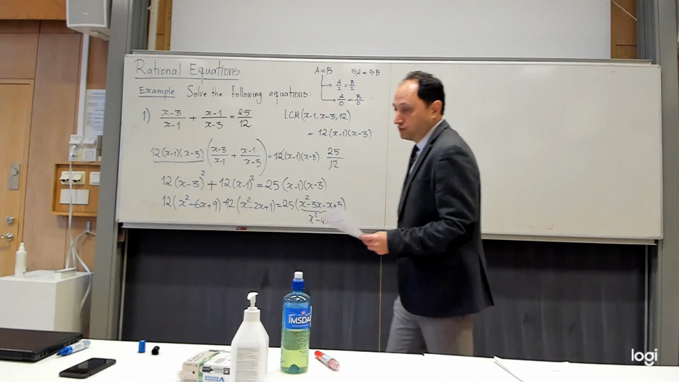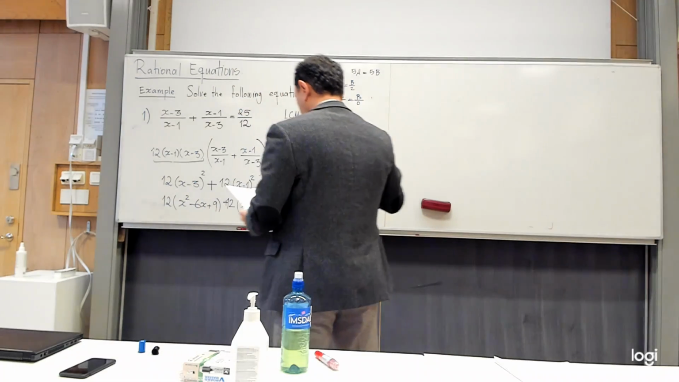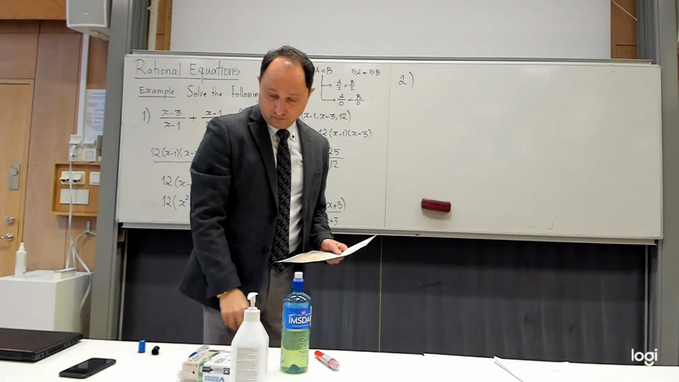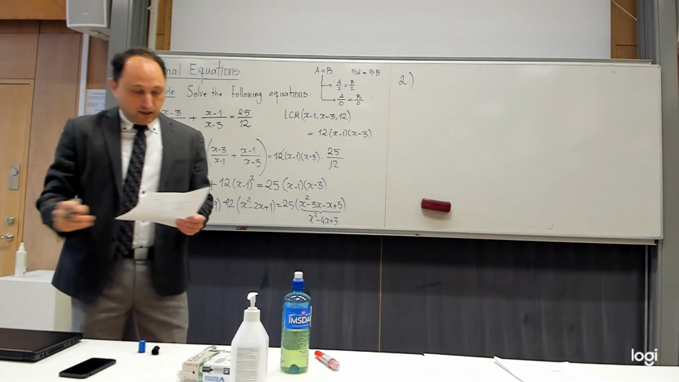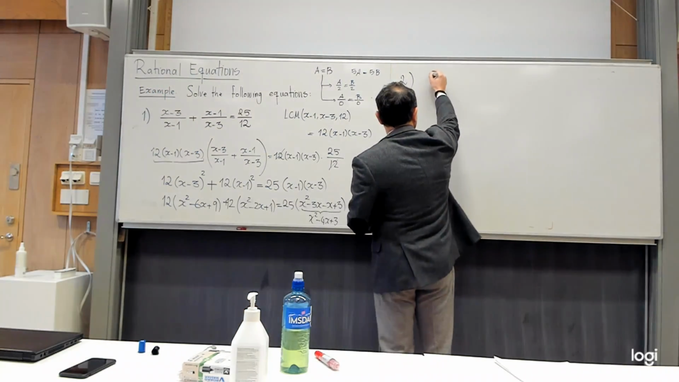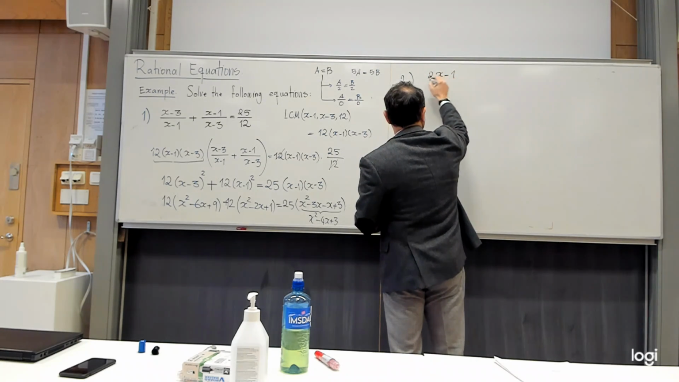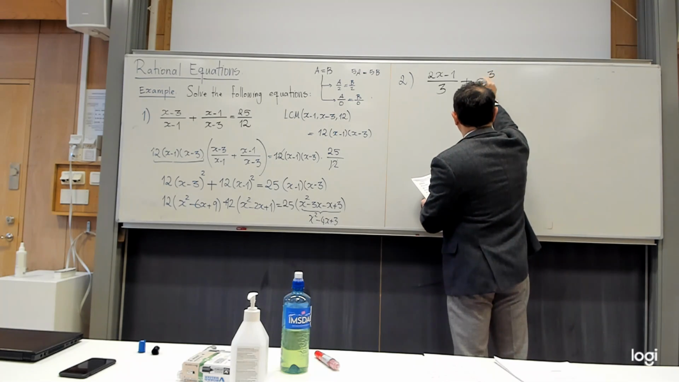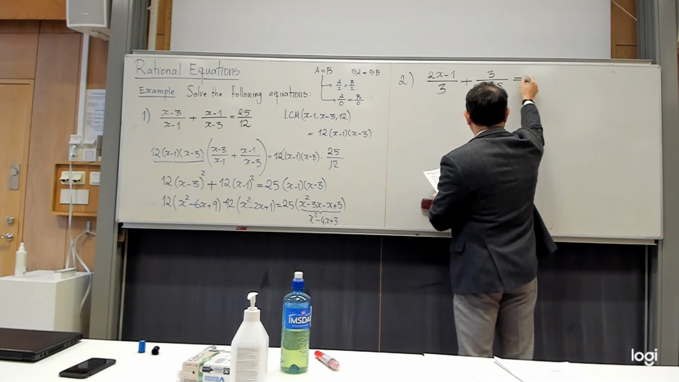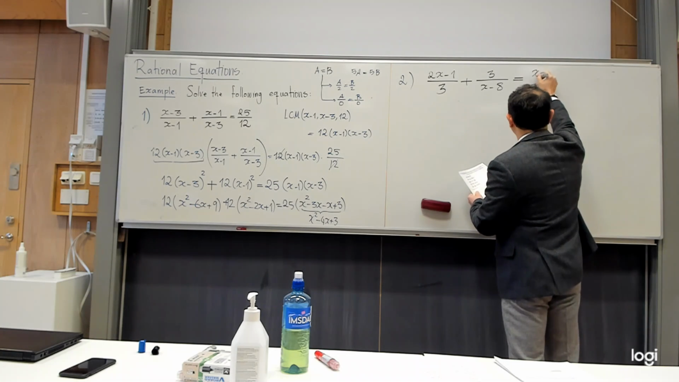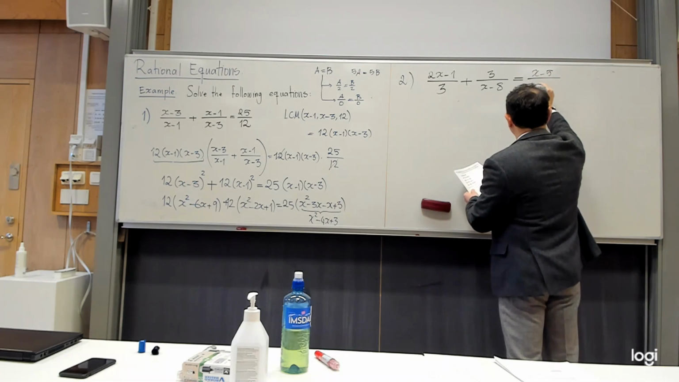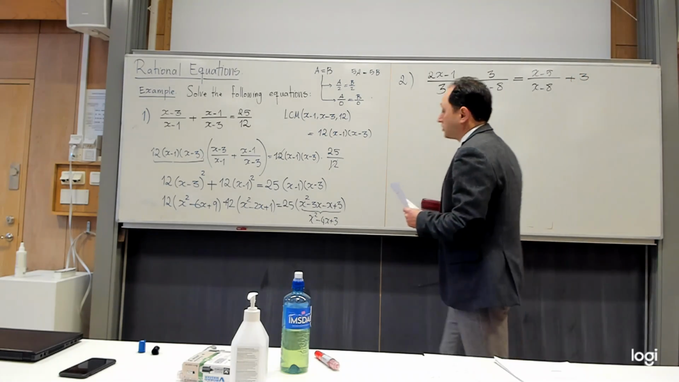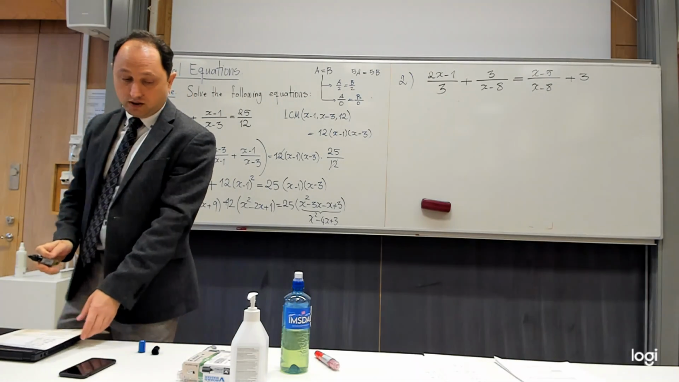Okay, so number 2. (2x minus 1) divided by 3, plus 3 over (x minus 8), equals (x minus 5) divided by (x minus 8), and then plus 3. So you want to solve this rational equation.